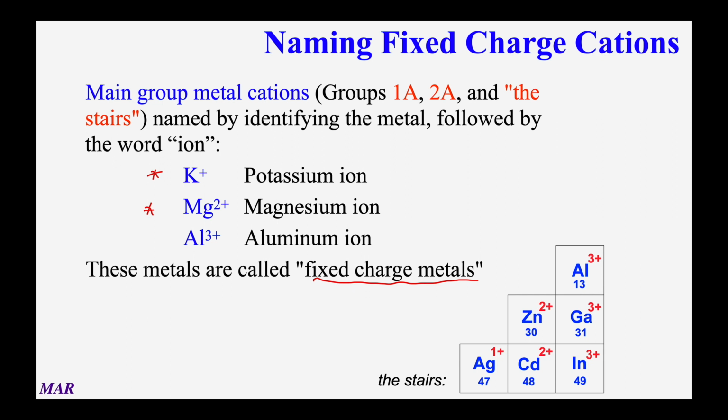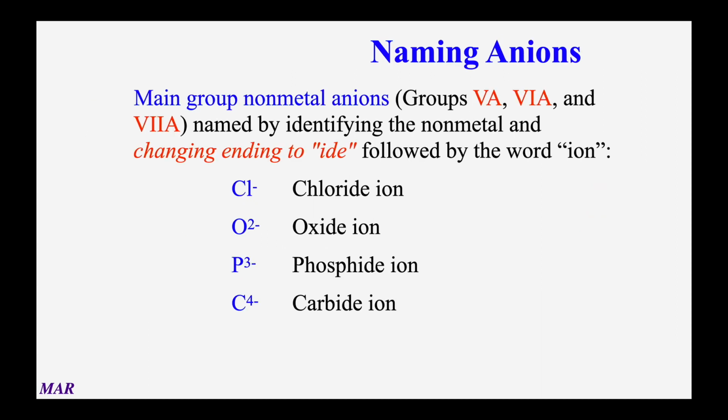There is also this thing down here called the stairs. Look on the periodic table, start at aluminum, and you can see that aluminum, gallium, and indium, that's a 3-step kind of thing. All of those are +3. Then you go down 1 to zinc. Zinc and cadmium are both +2. And silver down there is always +1. Why the fixed charge metals are important is they'll be really nice to know in bonding. The stairs, those 6 right there, plus groups 1A and 2A, we know their charges all the time, which is really cool. The main group anions, the negative charges, also are predictable.